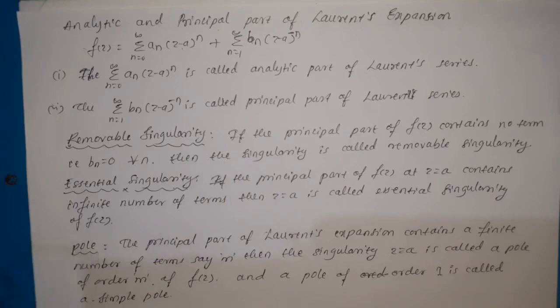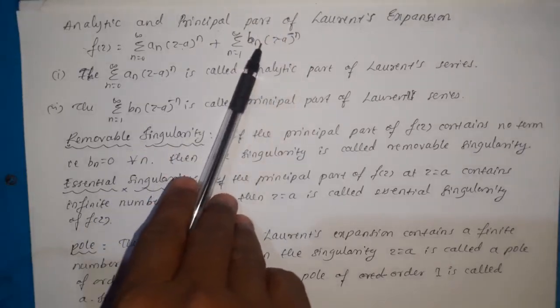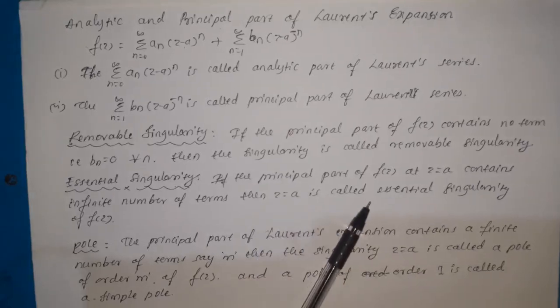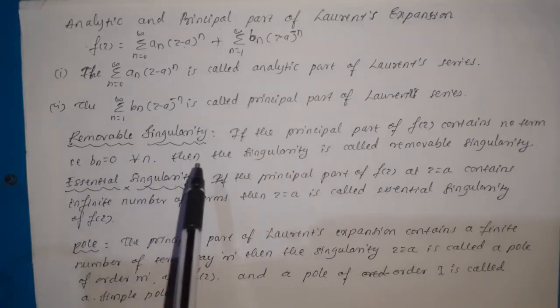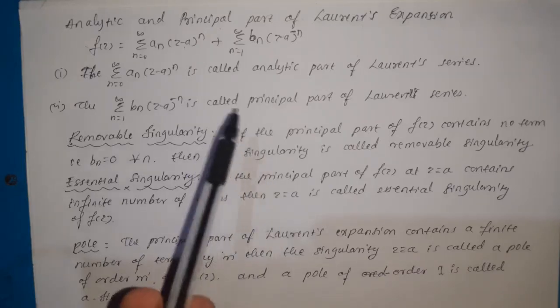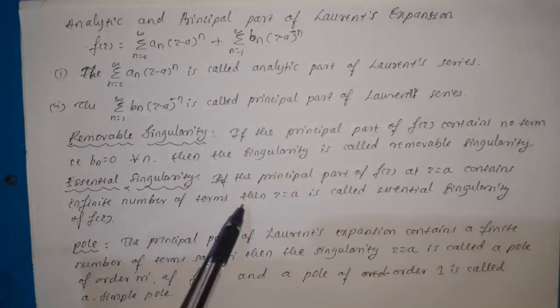And then essential singularity. If the principal part of f of z at z equal to a contains an infinite number of terms. So here, if this part is having an infinite number of terms, then z equal to a is called an essential singularity of f of z. So here, for z equal to a to be a removable singularity, there should be no terms in the principal part. But for essential singularity, that part has an infinite number of terms.